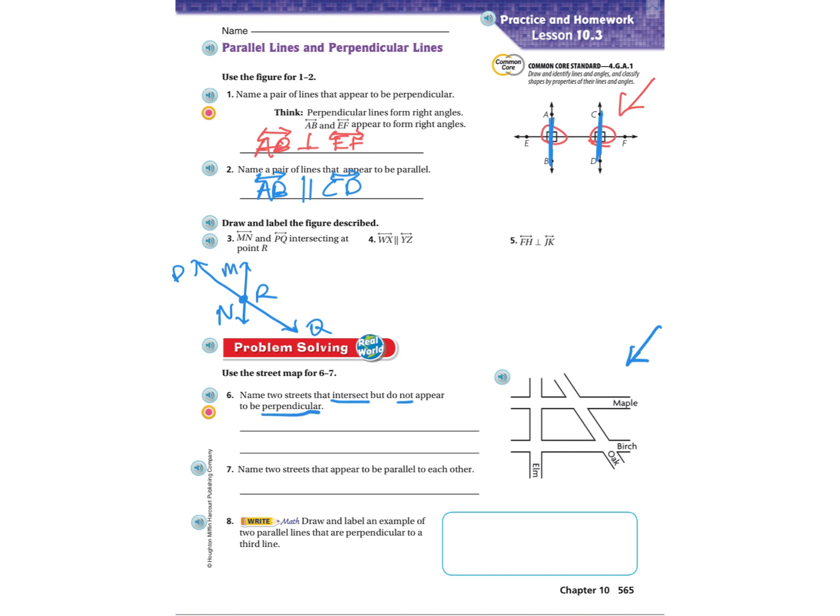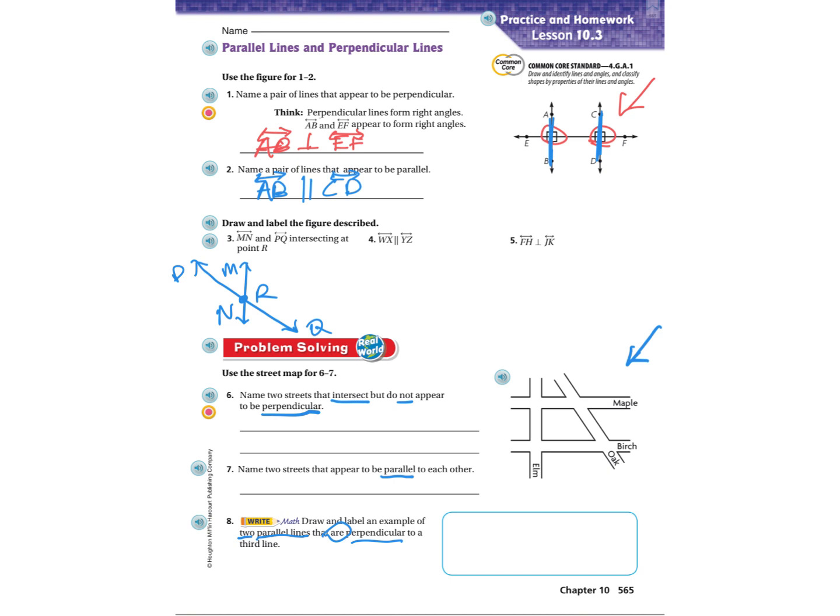Number 7, name 2 streets that appear to be parallel. Underline parallel. Remember, we're underlining our clue words. If you were on a computer, you would highlight it. Then number 8, it says draw and label an example of 2. What's the next clue? 2 parallel lines that are perpendicular to that line.